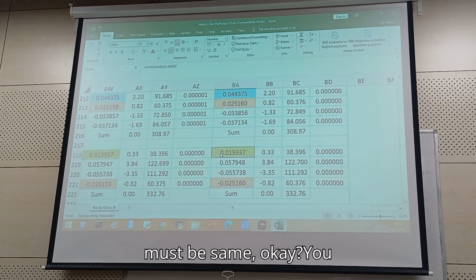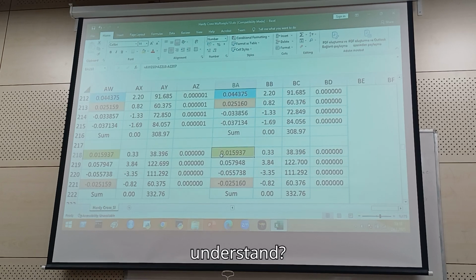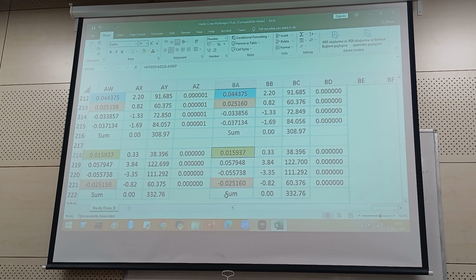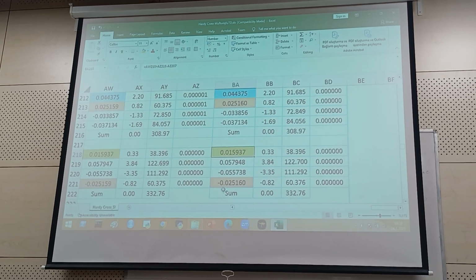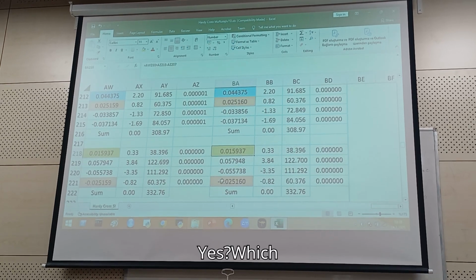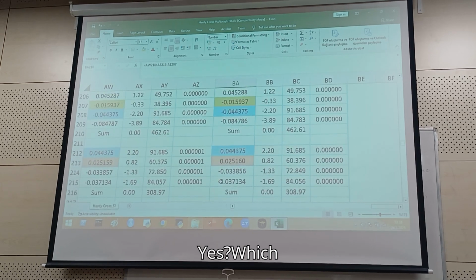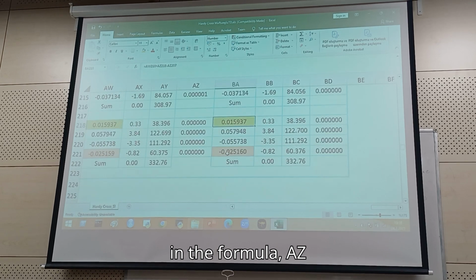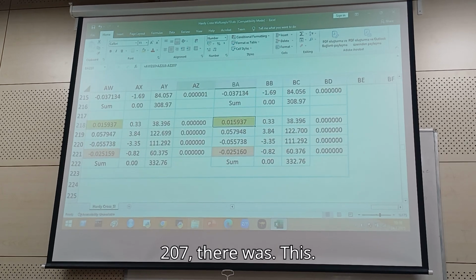Okay? You understand? Hocam, what did you add at the end? You subtracted, sorry. How? Which one? Where is minus delta Q 207? Which one are you talking about? This one? Yes, in the formula delta Q 207 there was.